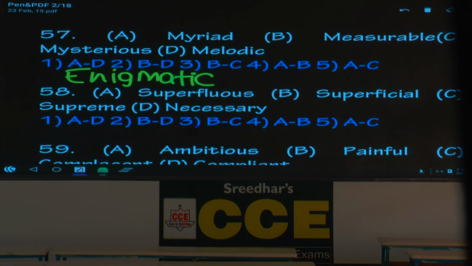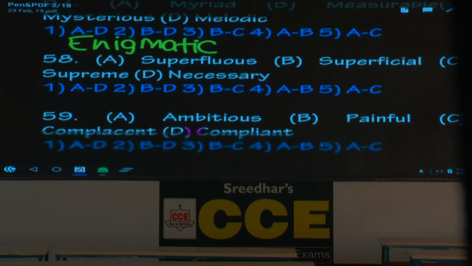So obviously what is the answer? A, B. But the key says which option? A, C. That is not right. A, B is absolutely perfect. Shall I move on to the next one? 58.